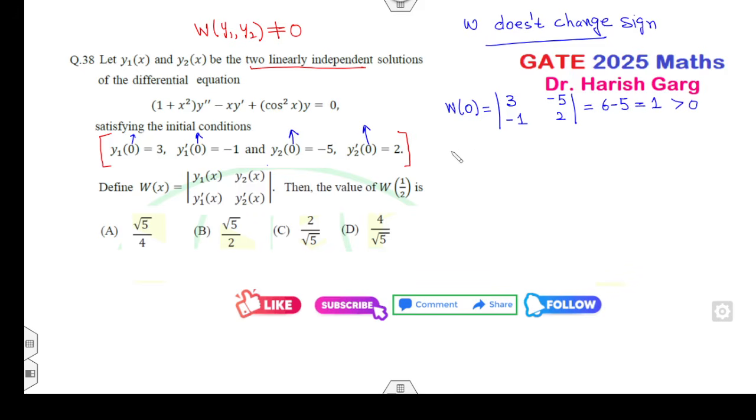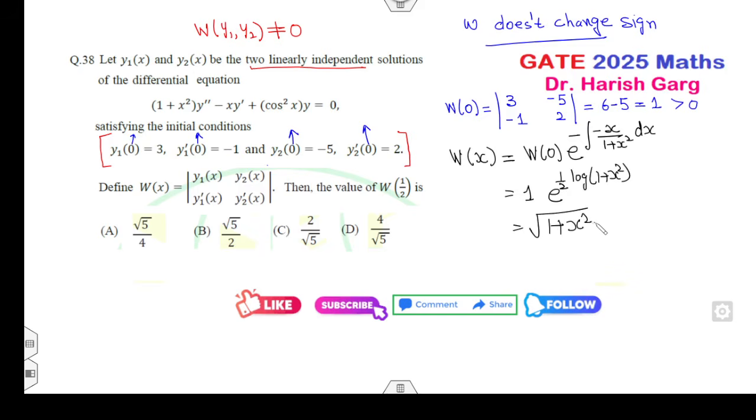Now how can you find the Wronskian at the point? You can use Abel's formula. Wronskian at the point 0 is e raised to the power minus the integral of the coefficient of y dash, which is x divided by 1 plus x square. So the Wronskian is 1, multiplied by half the log of 1 plus x square. The answer is root of 1 plus x square. Now your target is to find the value at x = 2 (given point), so it is root of 1 plus 4, root 5 over 4, root 5 over 2. B is the correct answer of the problem.